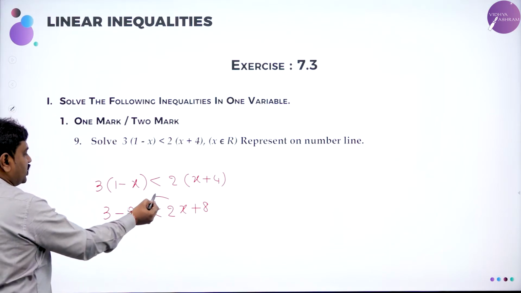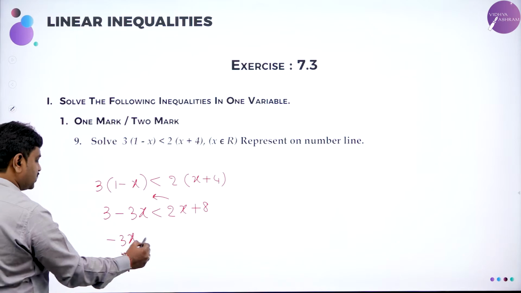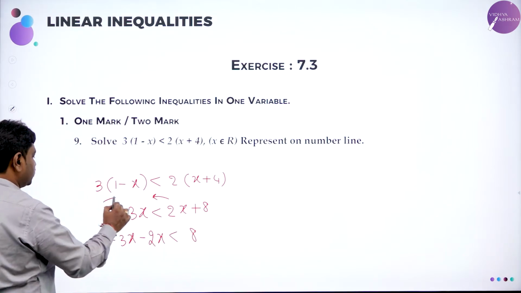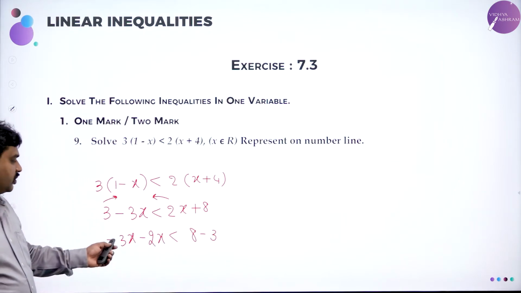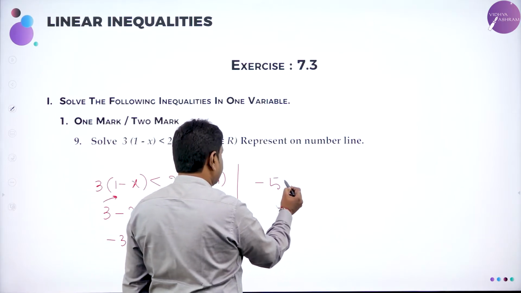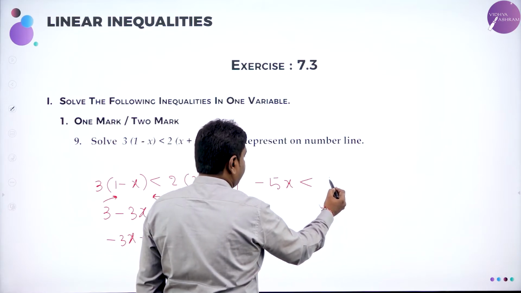So bring 2x to LHS. We already have minus 3x, and bringing 2x, it will become minus 2x, strictly less than 8. Transfer 3 to that side, it will become 8 minus 3. Hope all of you got this. Now, what is minus 3 minus 2? Minus 3 minus 2 is minus 5, strictly less than 8 minus 3 is 5.